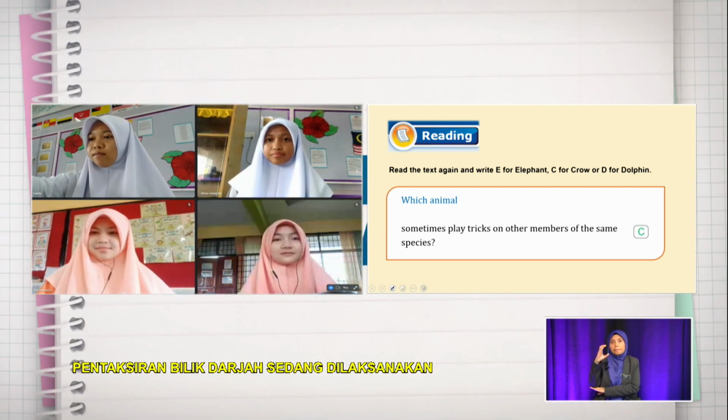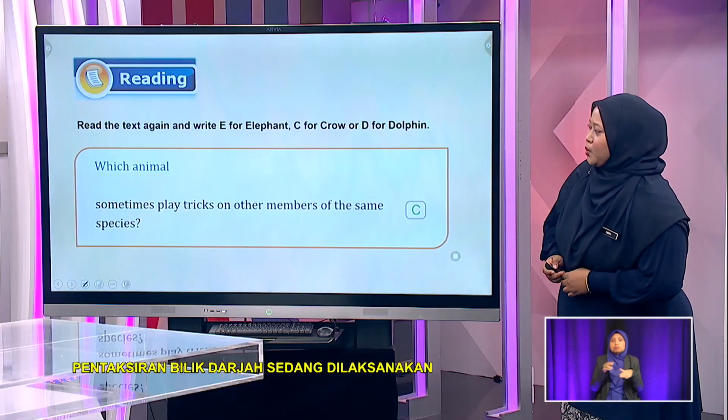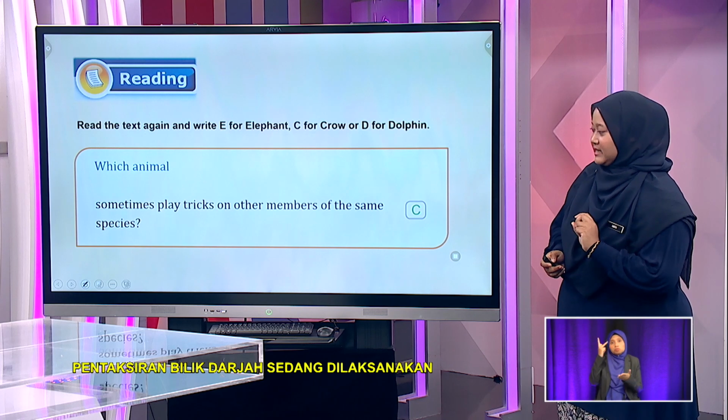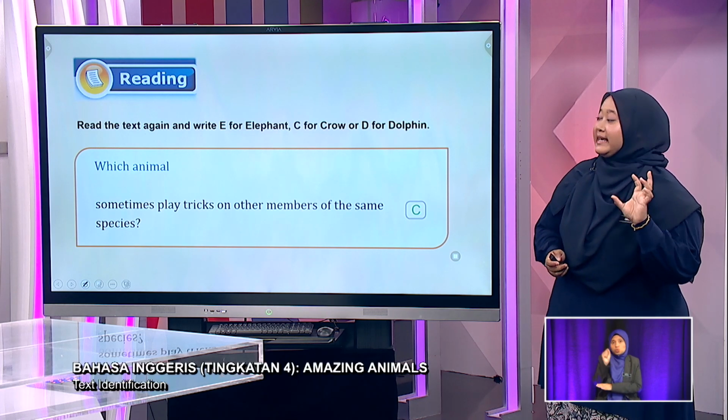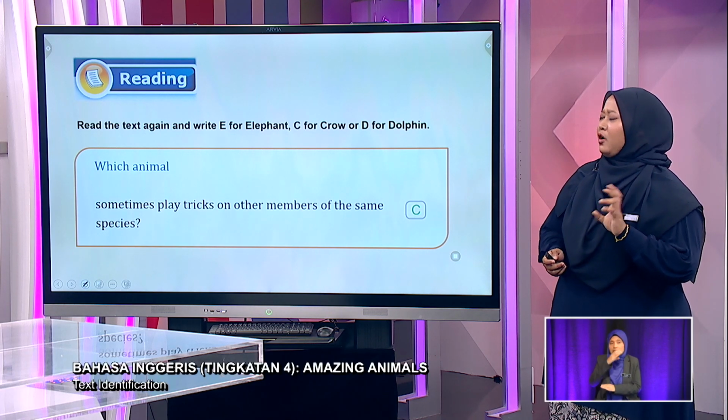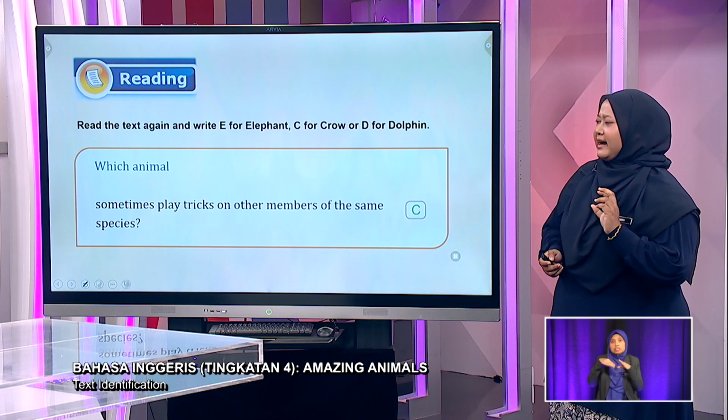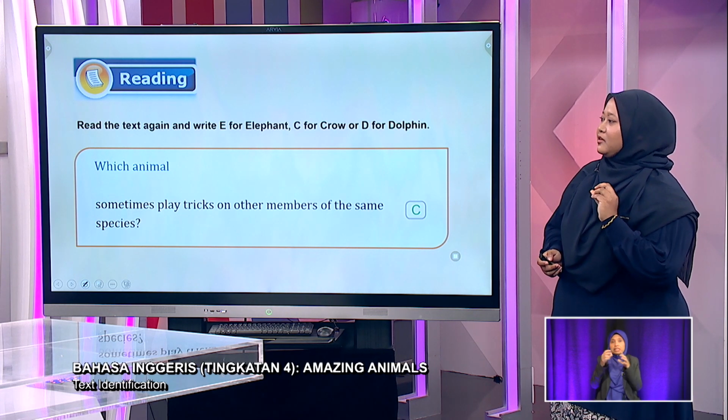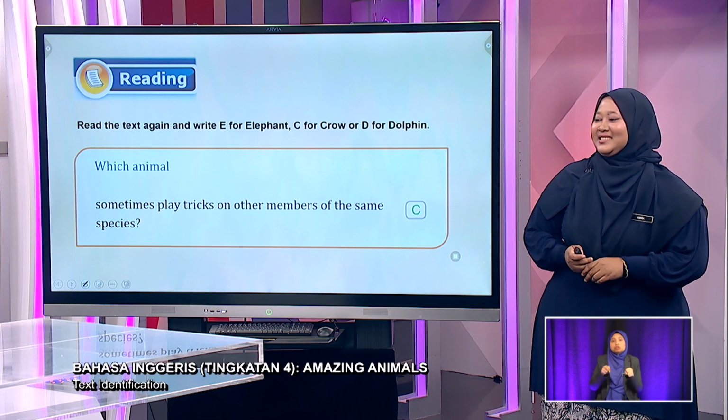Teacher, could you share with us how did our pupils do for this activity? I think they managed to identify the keywords in the question and find the similar keywords in the text. So I think overall they managed to grab the idea that reading is easy. Okay, so you have accomplished your objective.